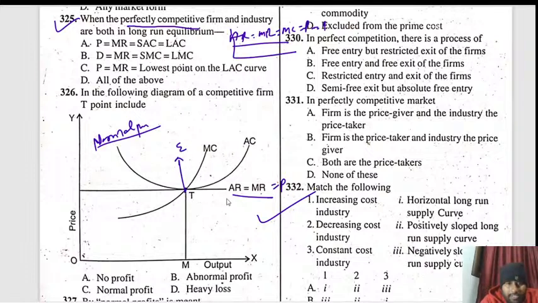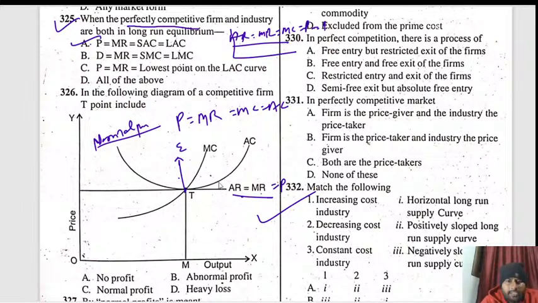Here this is the point where P equals MR, because P is AR. P equals MR equals MC equals AC. So this will be the correct answer. I'm not saying this is the only correct answer; this is a correct option. Let us go with the next.